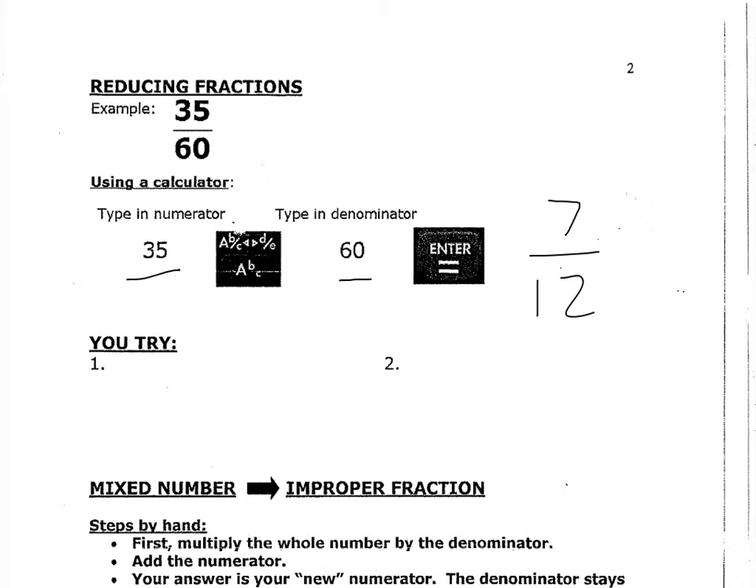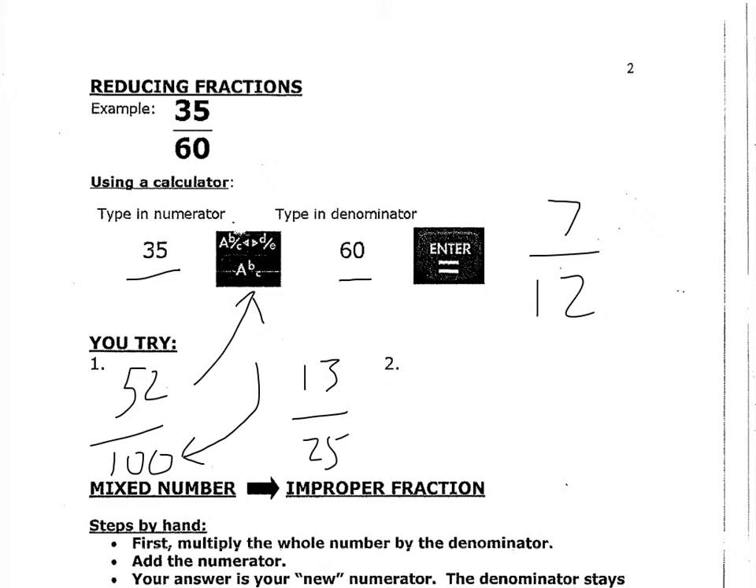Now let's do a couple tries. The first is 52 over 100. Go ahead and type that in your calculator. Remember, you would type in 52 and then this button and then type in your 100. What comes out is 13 over 25. So it just makes life a little bit easier for you. It kind of cuts out some of the math, maybe a few of the mistakes.